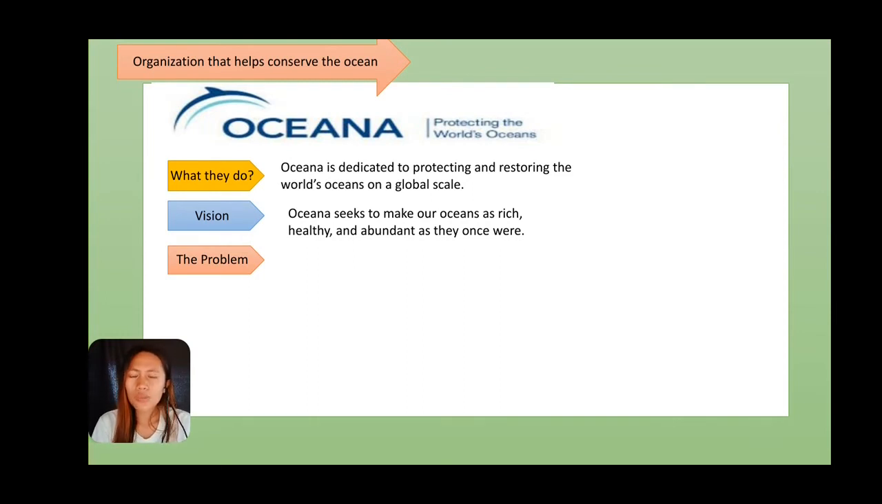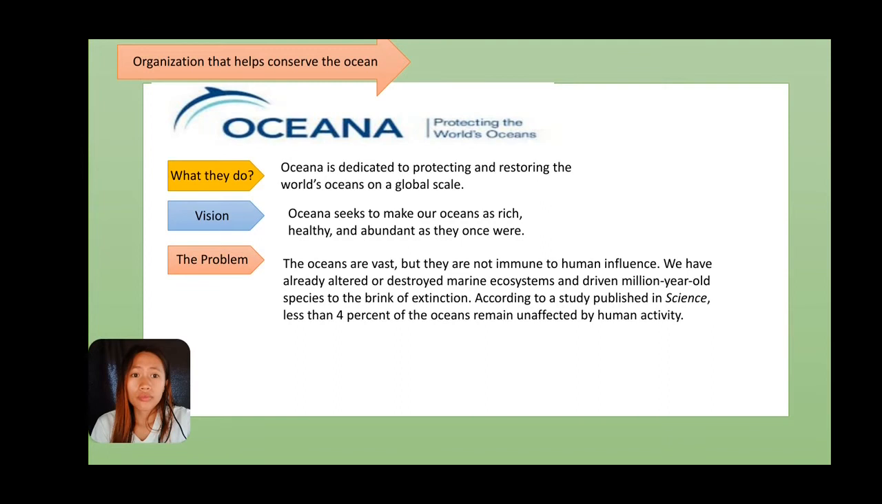Now, the problem: what is the problem with our ocean? The oceans are vast, but they are not immune to human influence. We have already altered or destroyed the marine ecosystems and driven million-year-old species to the brink of extinction. According to a study published in Science, less than 4% of the oceans remain unaffected by human activity. Considering the size of the ocean, why are people still affecting it?